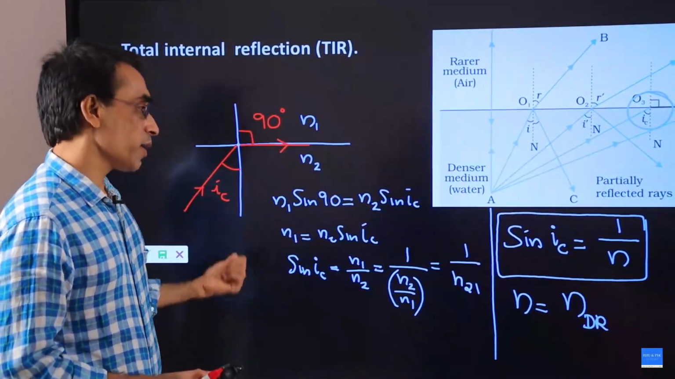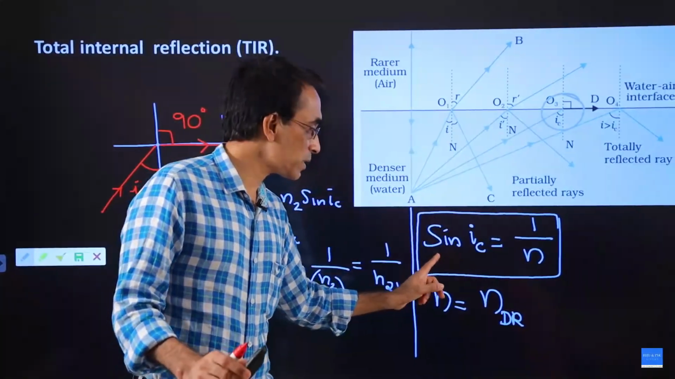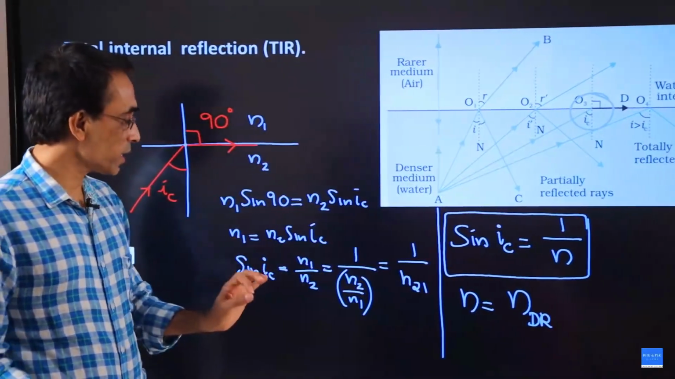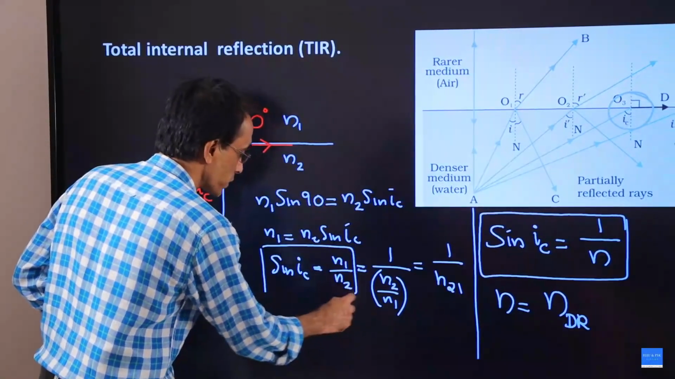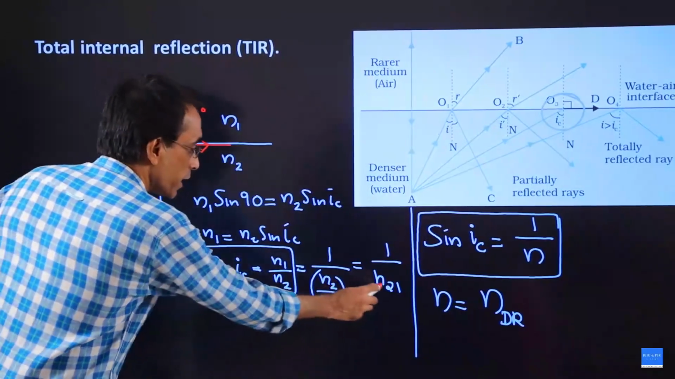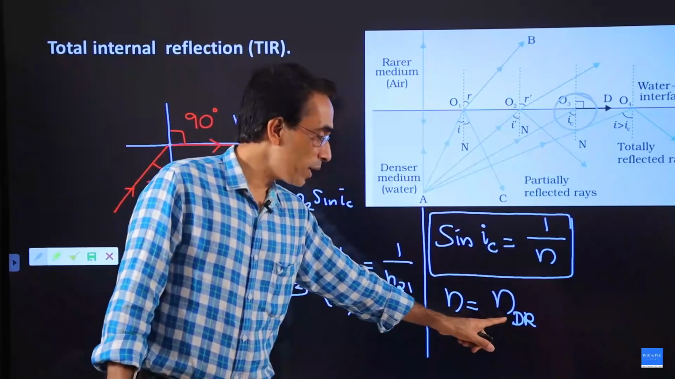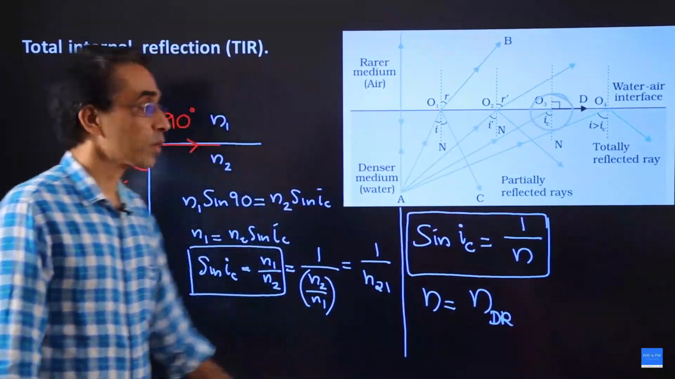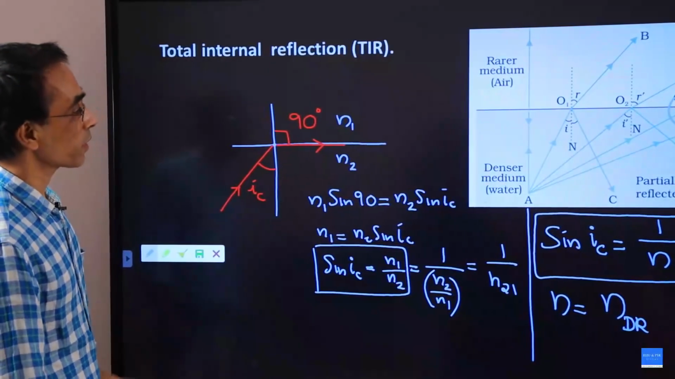Normally this equation is sufficient for board examination. You need to just write sin IC equal to 1 by n. But for your entrance examination you have to study this equation also, n1 by n2, or you should be writing like n21, sin IC equal to 1 by n21. You should clearly know n, denser with respect to rarer. This is very, very important. Fine. I hope this part is clear for you.